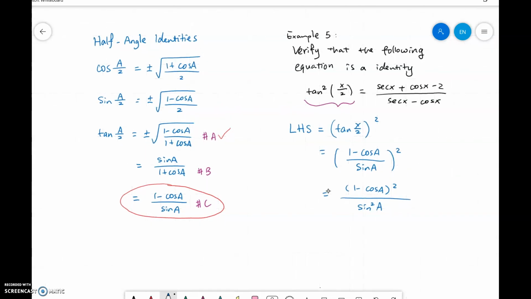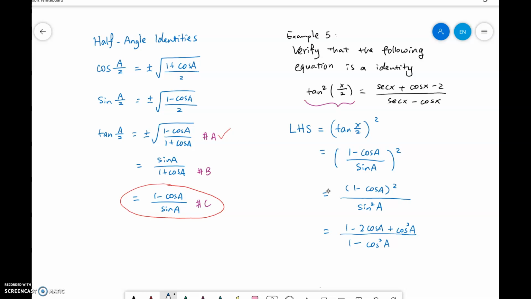Comparing to the right-hand side of the original equation, there's no sine. I have secant, which is 1 over cosine, and cosine. There's no sine on the right-hand side, so I do not need the sine. So I'm going to rewrite the sine squared of A as 1 minus cosine squared of A from the Pythagorean identity. I'm also going to multiply out the 1 minus cosine of A squared into 1 minus 2 times cosine of A plus cosine squared of A.